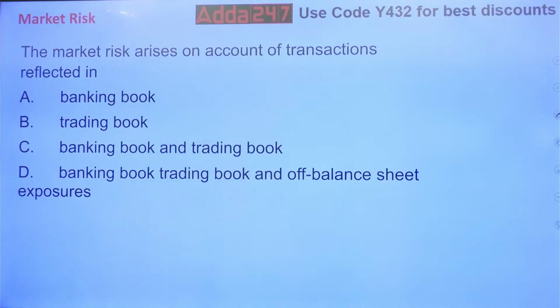What do you think? Generally, we have a habit of whenever we see that all the comprehensive answers are there, means all are included in some option, we try to answer that only. So here if you see D, banking book, trading book and off-balance sheet exposures, many of you will tend to answer that, because it includes everything.